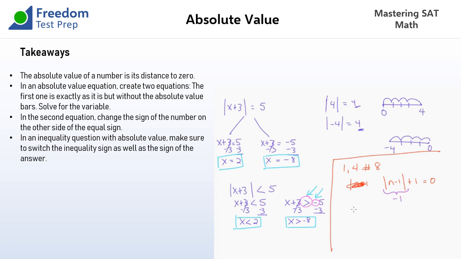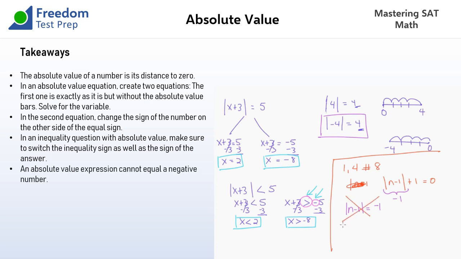Now, the question is, can we have absolute value of n minus 1 equal to negative 1? Well, remember what I said up here, that even if what you have in the absolute value bars is negative, the answer will be positive. So this cannot exist. The answer is D. There is no such value of n. It's a bit of a trick question.